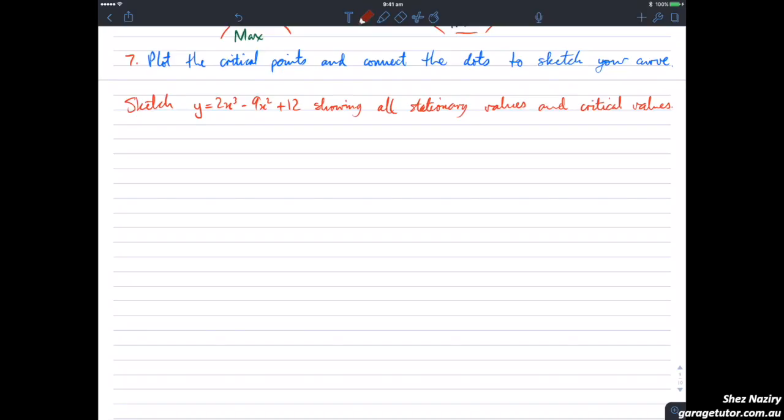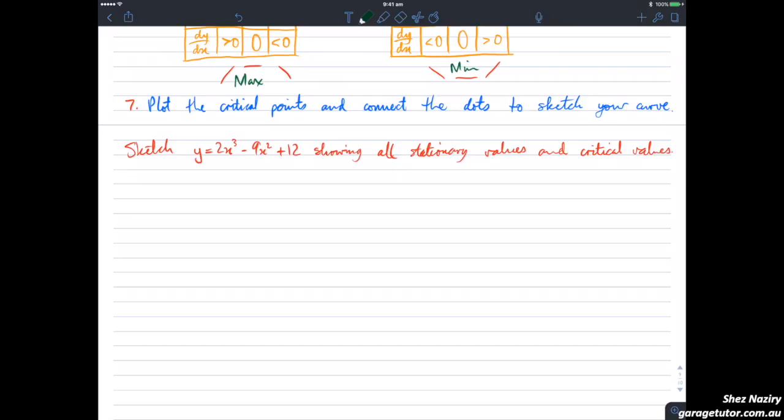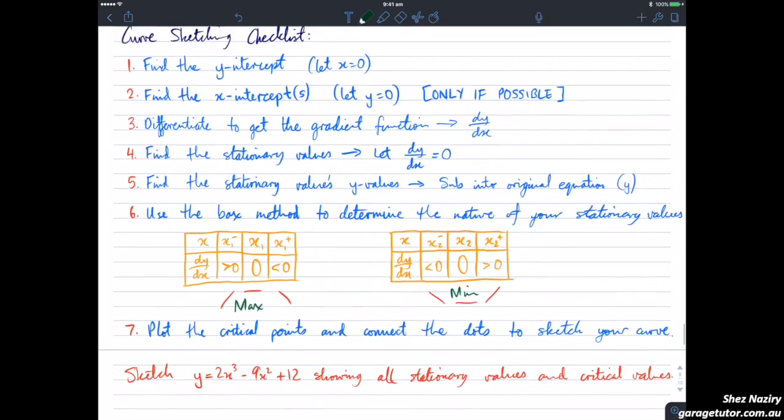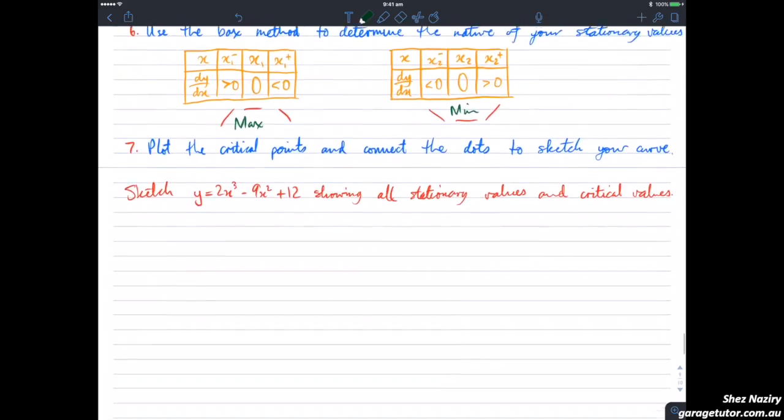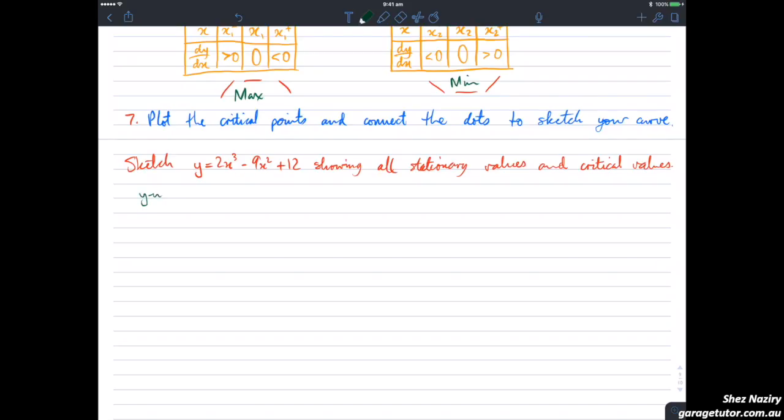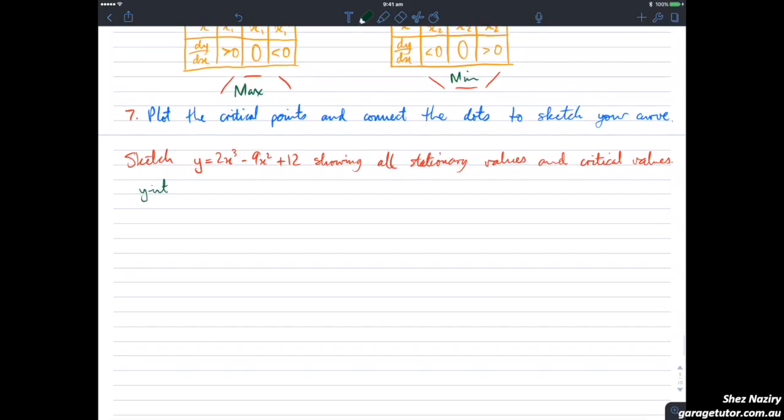Because we've got a bit of experience, I'm actually going to go out on a limb and let you just try and follow your checklist. All right. First things first, let's follow the steps. Find the y-intercept. Let x equal 0. I'm not even going to let it equal 0. Remember I said the constant is always the y-intercept. So y-intercept equals 12.